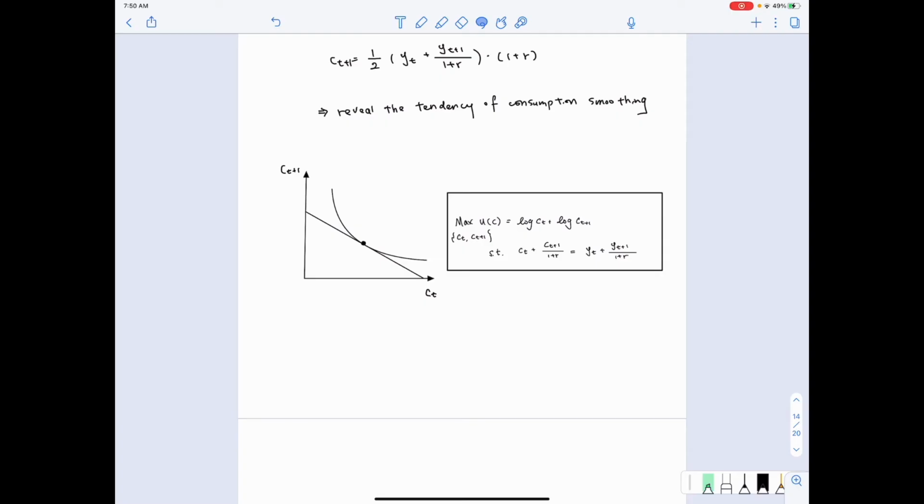So up to this point, we set up a visual model and then showed how to come up with the decision rule for the current consumption and the future consumption. And then we find the current consumption and the future consumption that maximize the utility. Then what we want to do is also the comparative statics, that is, when something gets changed, what will get changed.